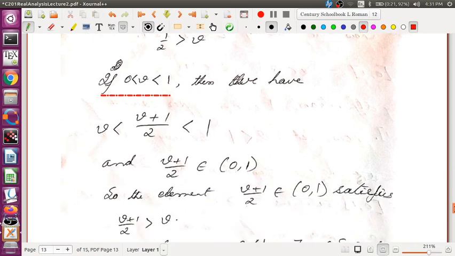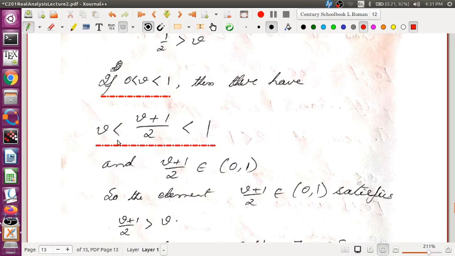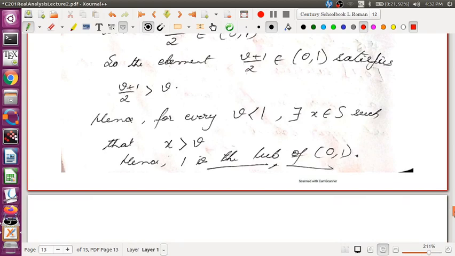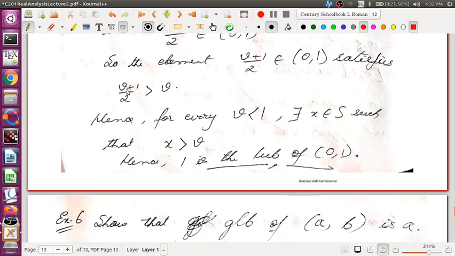If 0 is less than v less than 1, then you observe that there are actually infinitely many numbers between v and 1. In particular, the arithmetic mean of v and 1, that is (v+1)/2, is a number which lies between v and 1, right? And (v+1)/2 is an element inside (0, 1), because (v+1)/2 is strictly less than 1. So the element (v+1)/2 belongs to (0, 1) and satisfies (v+1)/2 is strictly greater than v.